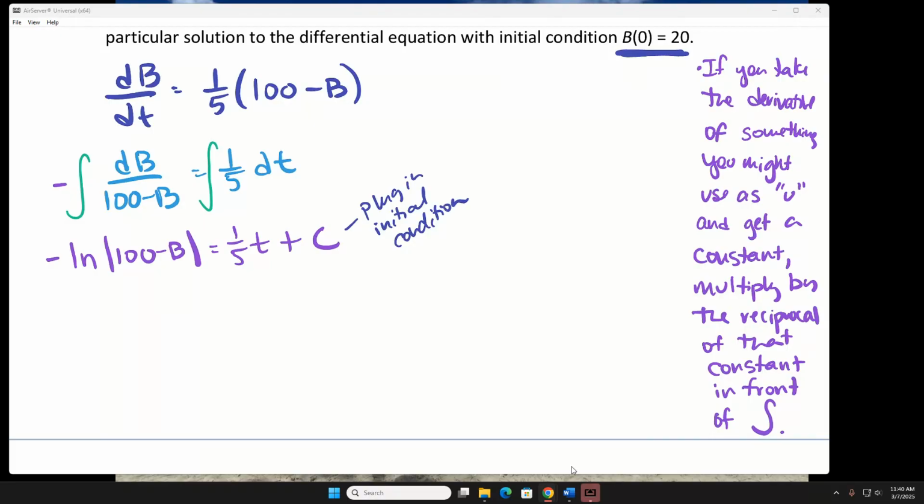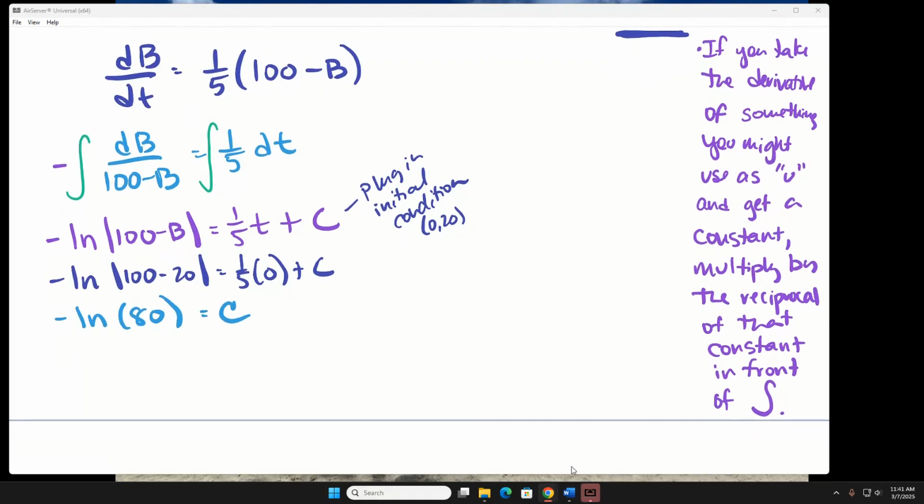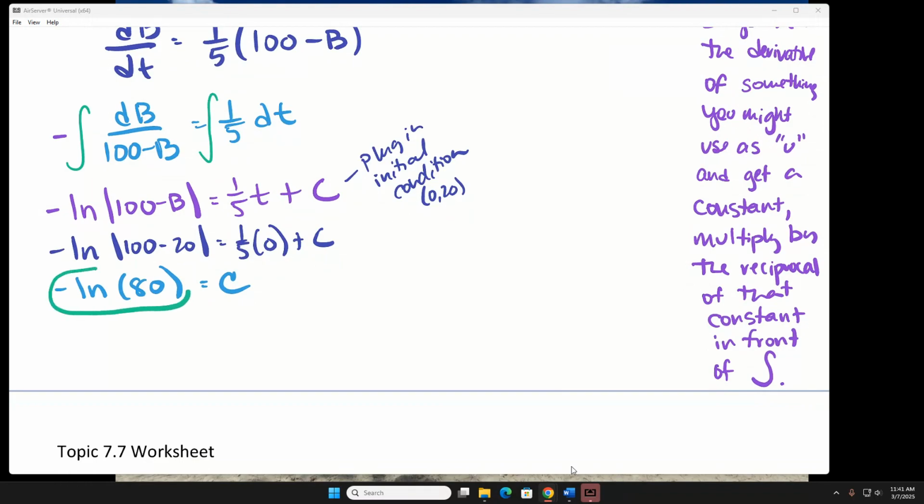All right, so my initial condition is 0, 20. So I'm going to put 0 in for t and 20 in for b. And that is going to make c equal the natural log of the absolute value of 80. Well, the absolute value of 80 is 80. And that's okay. C can be a natural log. It's fine. All right, and then as soon as I have C, I'm going to plug it in.